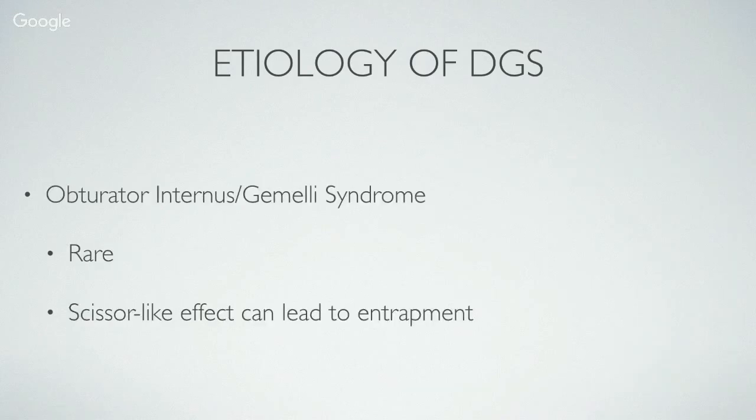So a more rare cause of deep gluteal syndrome, or etiology of deep gluteal syndrome, is obturator internus gemelli syndrome. It's kind of theoretical, but as the sciatic nerve passes anterior to the piriformis and posterior to the obturator and superior gemellus complex, there's a thought that they could have a scissor-like effect on the nerve itself and cause irritation, inflammation with sciatica type syndrome.